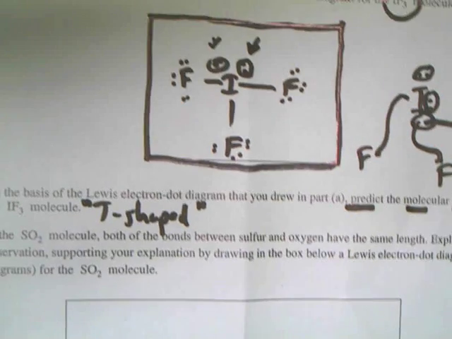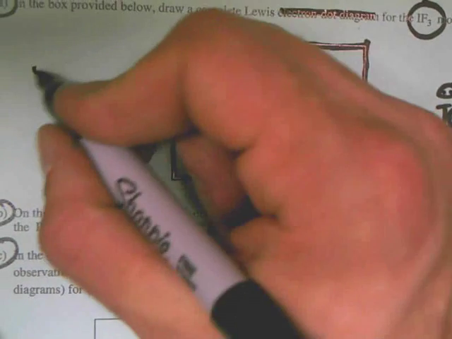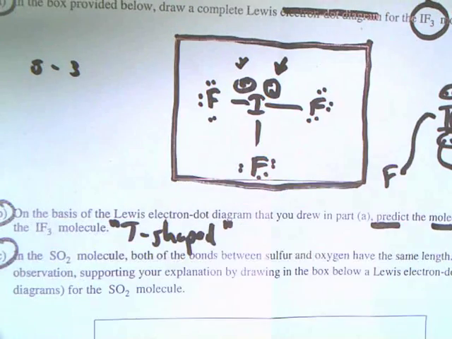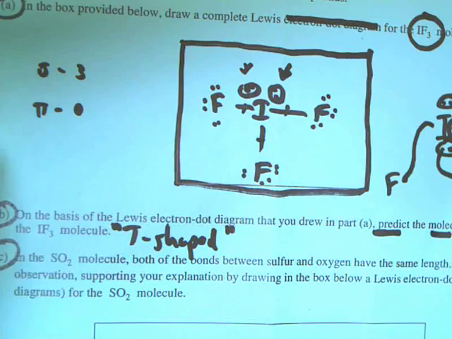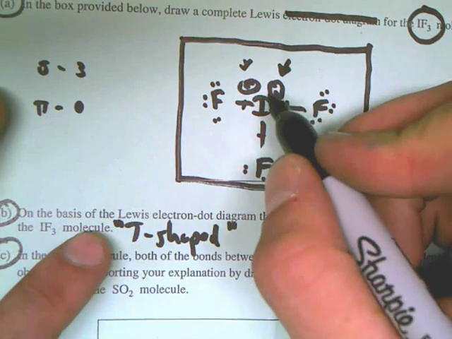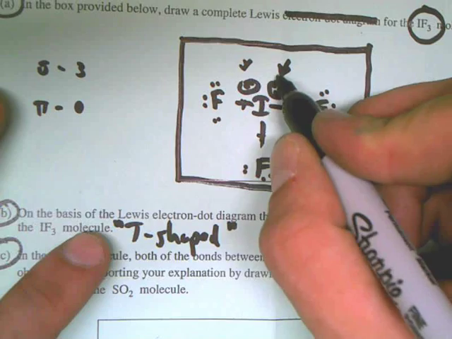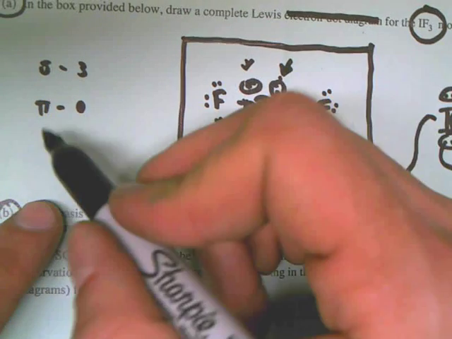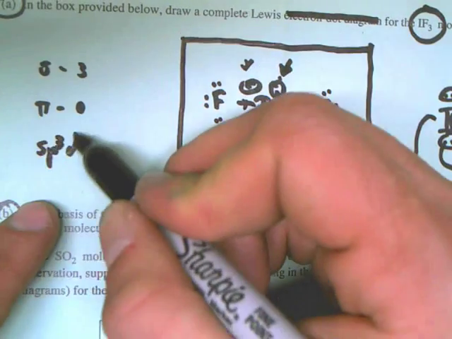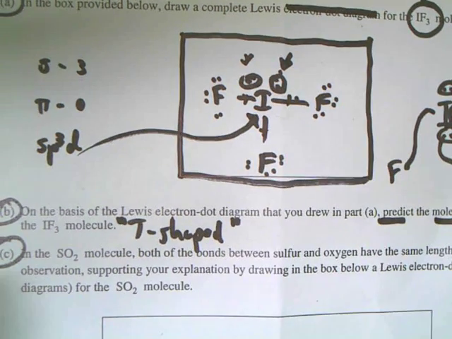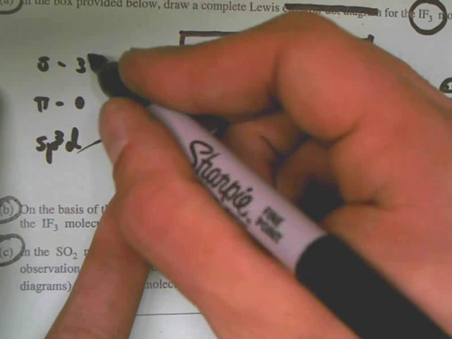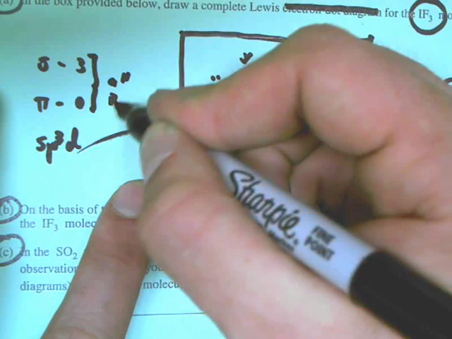Why don't we go down here and look at a couple more things with this? Let's identify sigma first. Sigma is going to be 3. There's those 3 connections. Pi is going to be 0. And the hybridization is going to be 1, 2, 3, 4, 5 things. And if there's 5 things, sp3d. All right. That's the hybridization of the I. Remember, hybridization only pertains to the central atom, whereas this is all bonds.